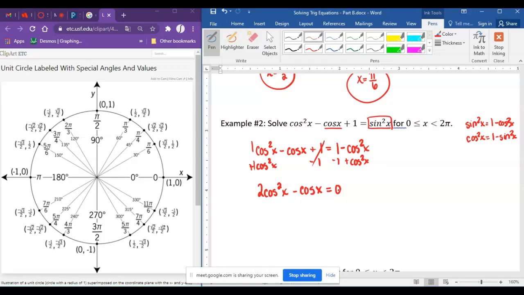Alright, so we want to factor this. Whenever I look at this, I see I've got a cosine squared and a cosine here, so I could factor a cosine out as a greatest common factor. And so that would leave me with a 2 cosine for that first term, and then just a minus 1 for that second term whenever I factor that out.